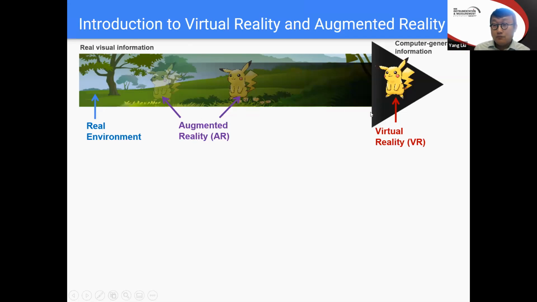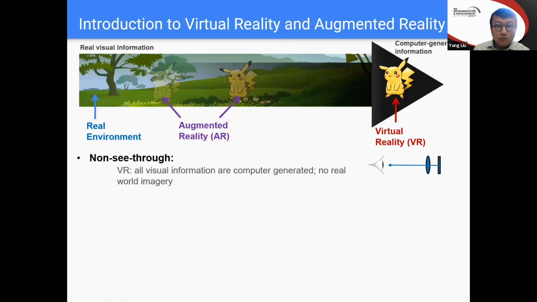Alternatively, we could also have the computer generate that information and display it to us, right? So that is called virtual reality. And somewhere in between, you could have digital information overlaid with the real environment. That is called augmented reality. In terms of the implementation, there are a couple of ways to do that. There are actually 4 ways to do that, right?